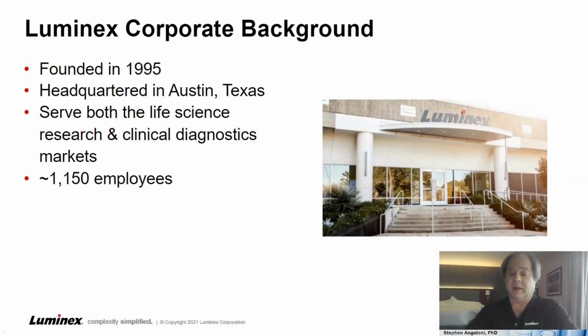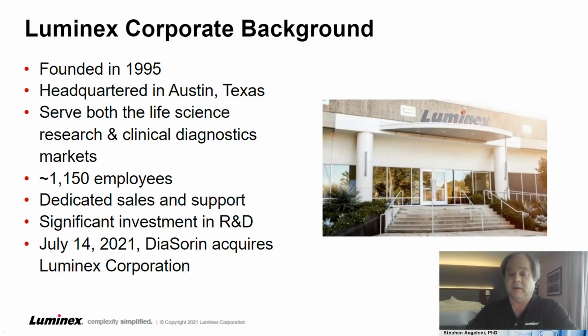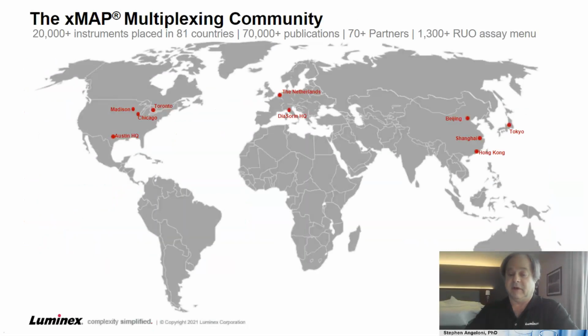We were a publicly traded company until 2021 when we got acquired by Diasorin, so now we're a privately held company. But in this time, we were able to grow globally and have offices on several continents around the world, with our Luminex headquarters for xMAP technology still being based in Austin, Texas, and the Italian headquarters being just outside of Milan in Italy.